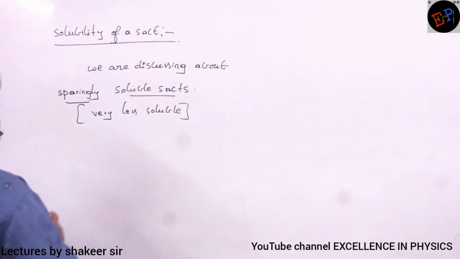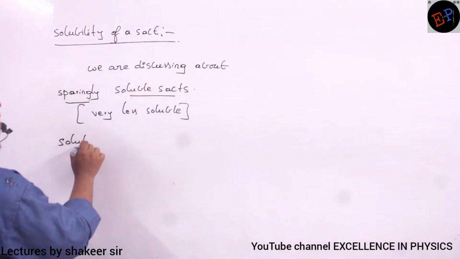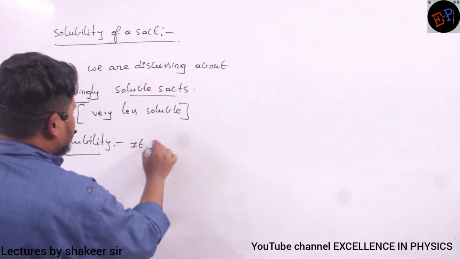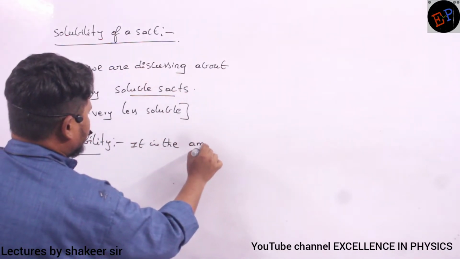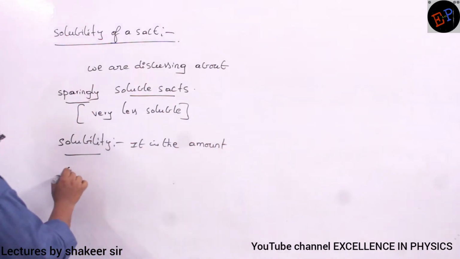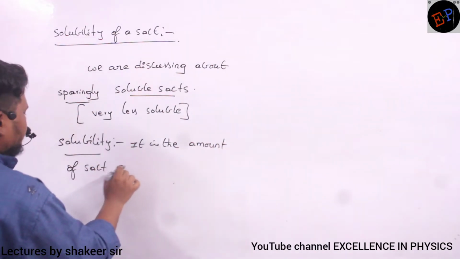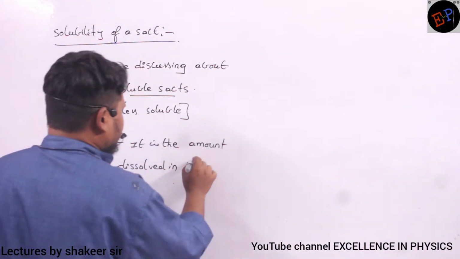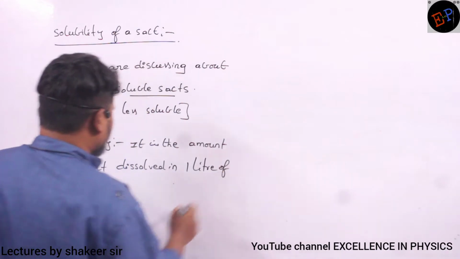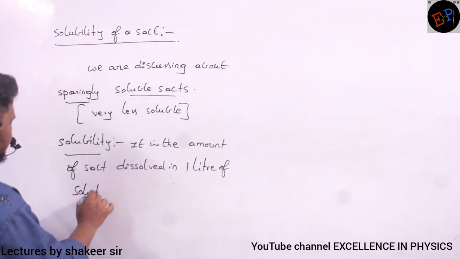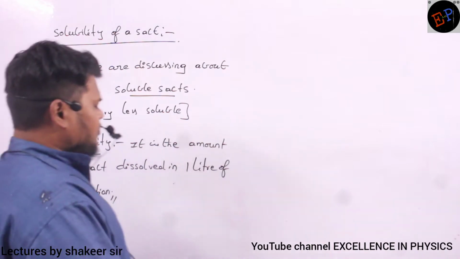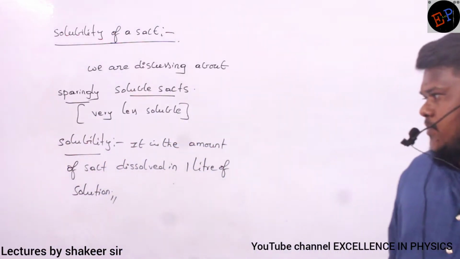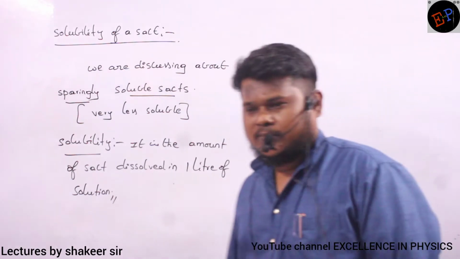Okay. So first of all, how can I define solubility? Okay? So it is the amount of salt dissolved in 1 liter of solution. So if you take 1 liter of solution, then how much amount of salt is dissolved? That is called as solubility of the solution. Are you able to understand?